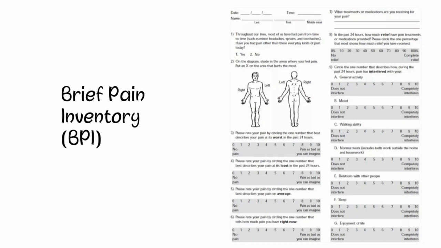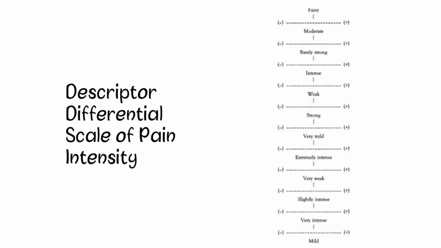Now, our next pain scale is the Descriptor Differential Scale of Pain Intensity. And this pain scale has 12 lines, each of which has a descriptor such as faint, strong, intense, and very intense placed in the middle of it. Then each line has a minus sign at the start and a plus sign at the end. First, you find the line with a descriptor that best matches your pain. And then for the less intense pain, you mark somewhere on the minus side, and for the more intense pain, you mark somewhere on the plus side.